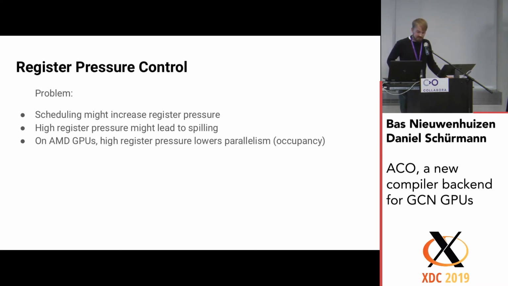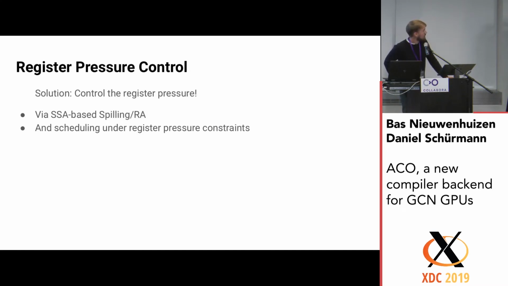How do we solve this problem? Well, we do SSA-based spilling and register allocation. SSA-based register allocation can guarantee that your shader will not use more registers than you previously computed on the IR. So in SSA, you can compute how many registers your shader will need, and the register allocator can guarantee that fact. It might need to insert some shuffling instructions, but it is always possible to find a register assignment which stays below these limits.